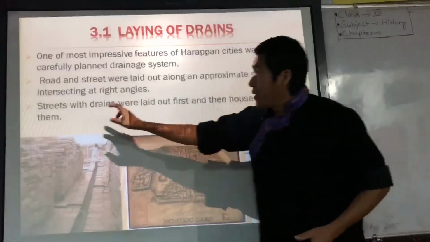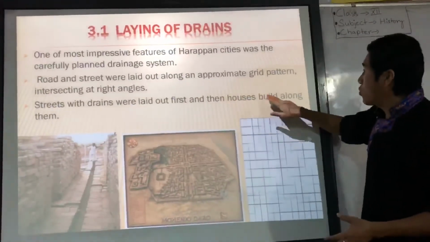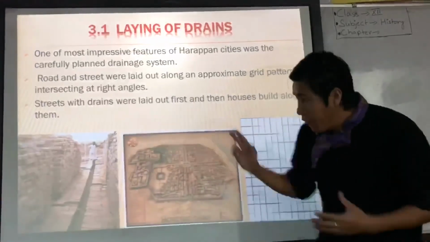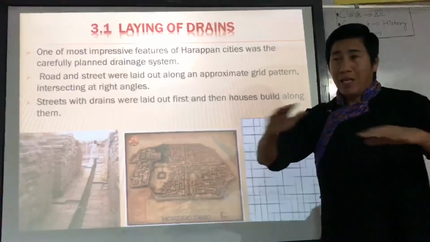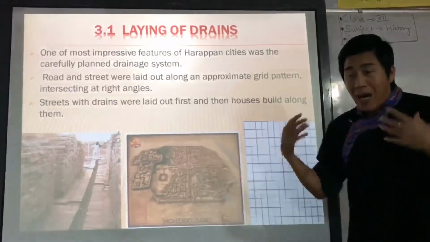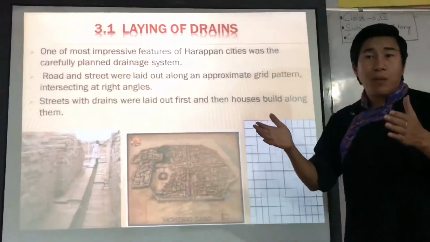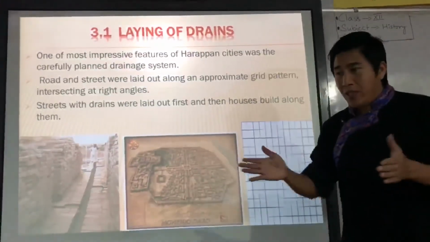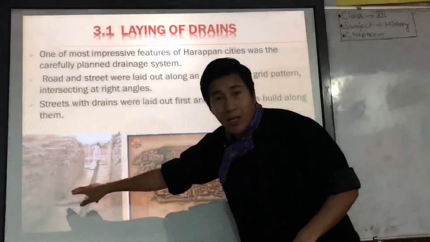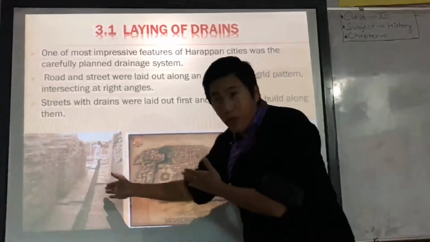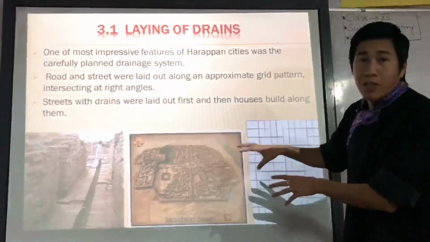Now, see, the streets with drains were laid out first, and then the houses were built along them. First they built the streets, right, and the city planning was done. After that they made the drainage, right? And last they built the houses along the street, and every house has its own drain which connected to the main drain.